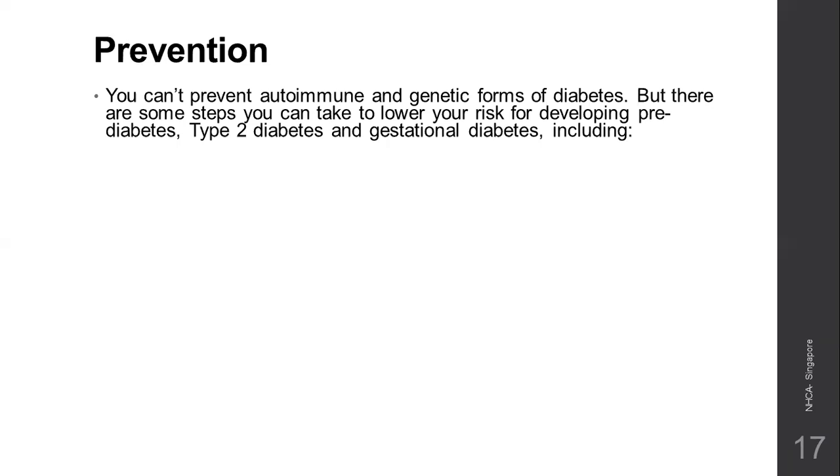Prevention strategies. You cannot prevent autoimmune forms of diabetes. It happens on its own. You cannot control it. But type 2 diabetes, if you have the risk of it based on your family history, that can be controlled. You can lower your risk of developing type 2 diabetes and gestational diabetes as well.